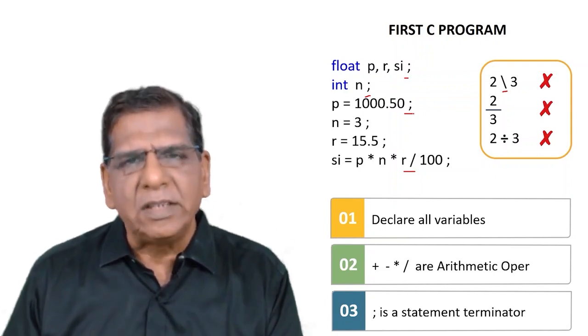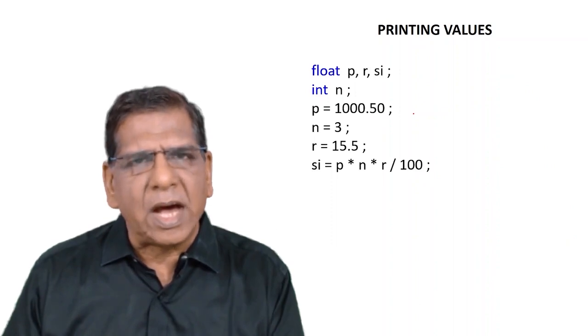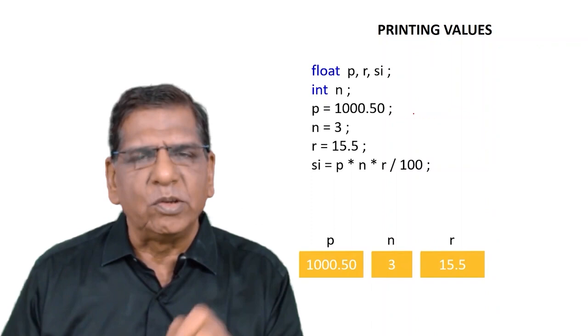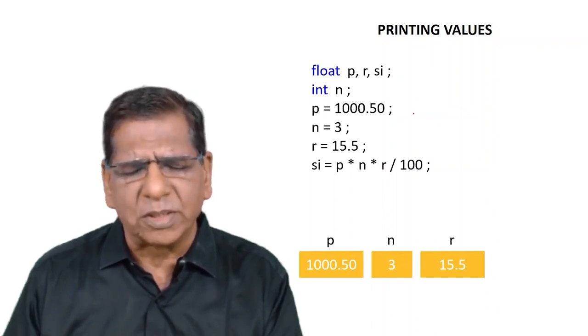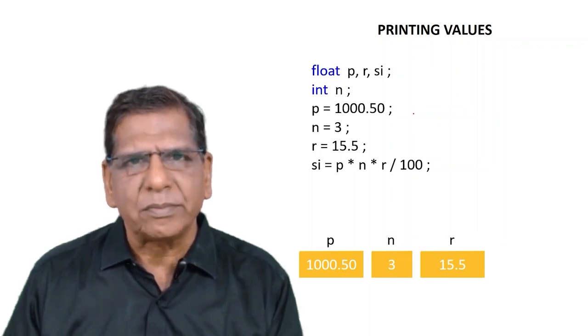Fine. Let's see what has happened in memory because of our program. For P, N and R, 3 locations must have been chosen. Values 1000.5, 3 and 15.5 must have been stored in them, and the names P, N and R must have been given to them. That's what has happened in memory.